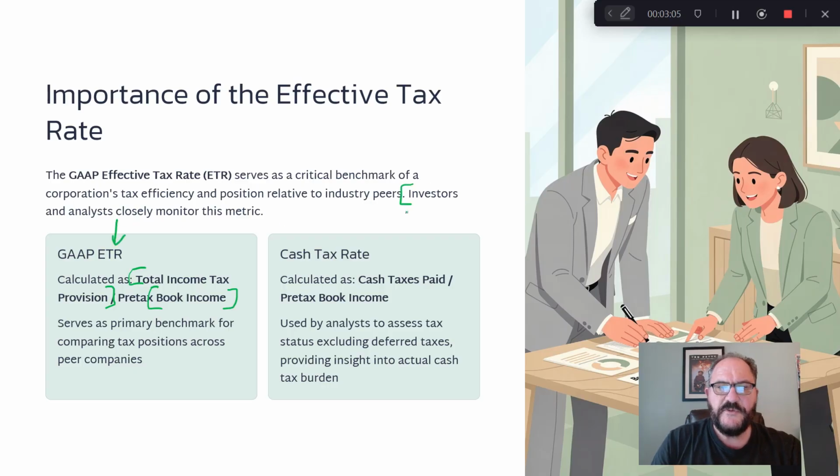Notice, investors and analysts closely monitor this rate. Okay, and notice they know how efficient a company is with their tax strategy. Okay. And then cash taxes paid versus pre-tax book income. Okay. Another way that analysts take a look to decide how well a company is working its tax strategy.